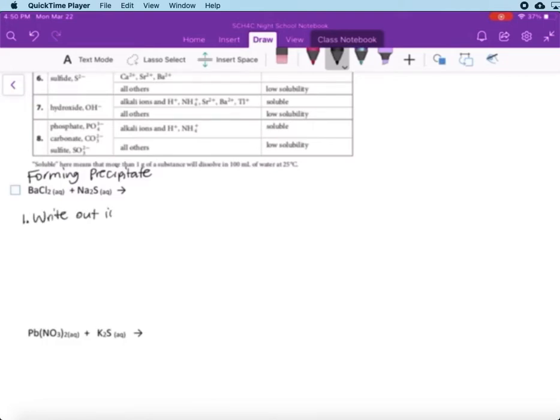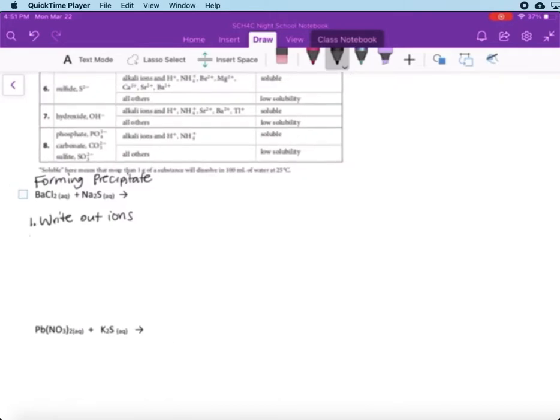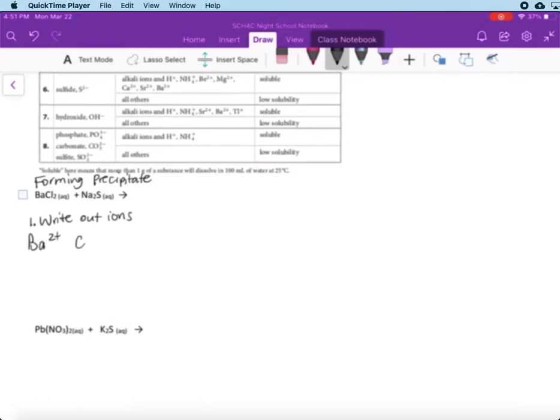So we have barium, which is an alkaline earth metal, and it will become barium 2+. Chlorine is a halogen, it's -1. Sodium, alkali metal, +1. Sulfur is 2-, it's right under oxygen. Now we're going to predict the products that it makes.